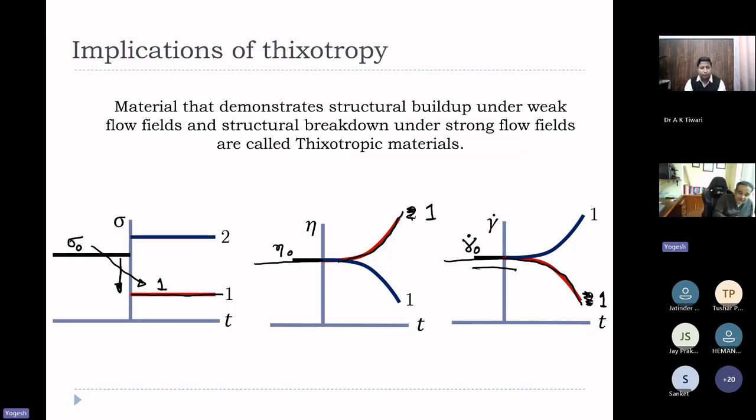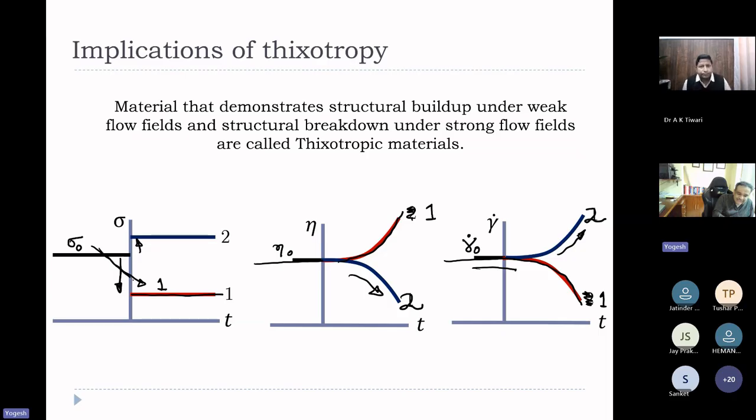However, if I increase the stress, then structure gets destroyed. Because of that destroyed structure, you essentially see an increase in shear rate, and the corresponding viscosity can be seen to be decreasing. This is essentially the manifestation of thixotropy. Sorry for the typos over here. So let me repeat this again.